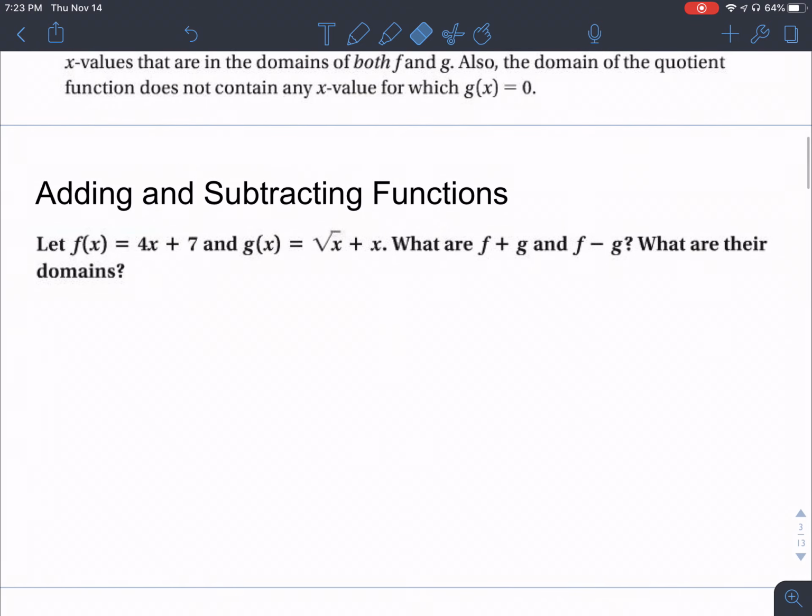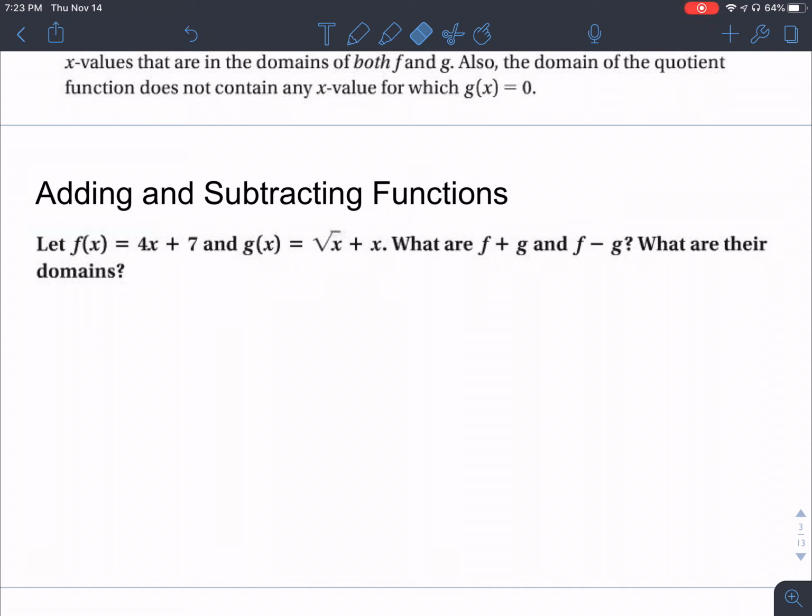All right, so let's add and subtract these functions on this first example. So let f of x equal 4x plus 7, g of x equal the square root of x plus x. We're asked what is f plus g and f minus g, and what are their domains?